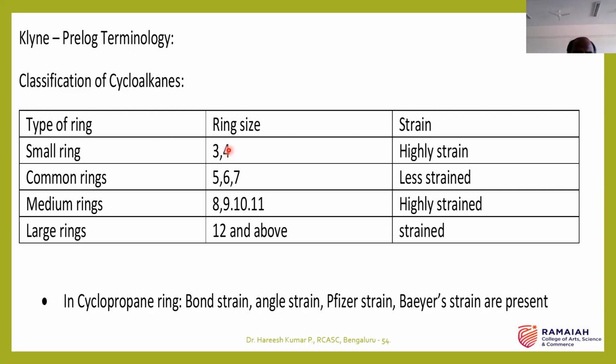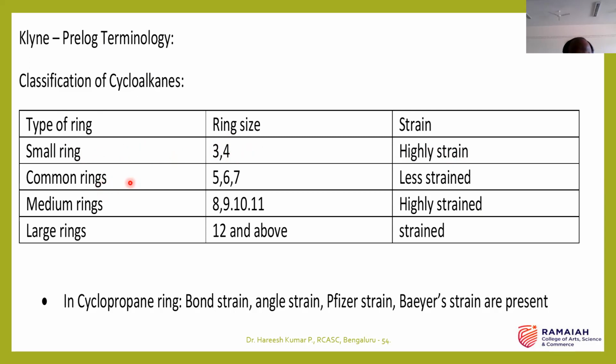Cyclobutane means a four carbon atom ring formation. It's called cyclobutane. Cyclopropane and cyclobutane belong to the small rings, and these two rings are highly strained. We will tell you what strains we can find in small rings.